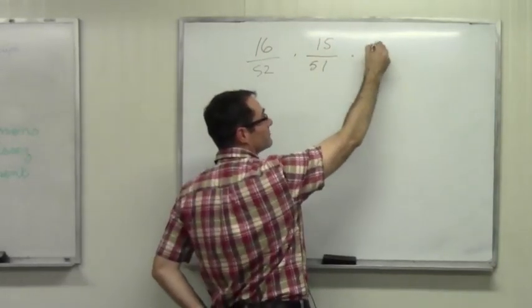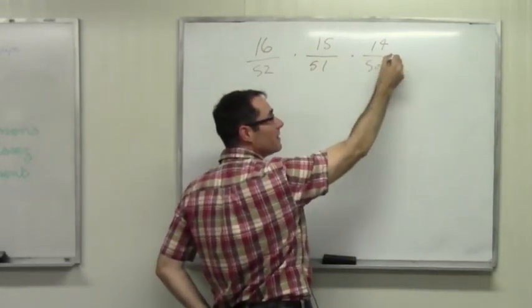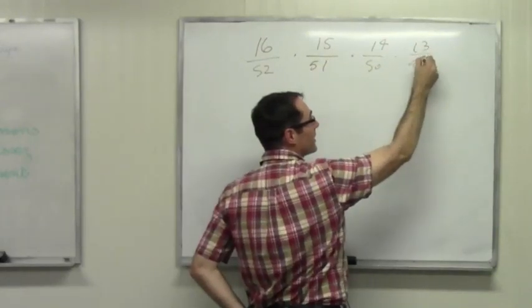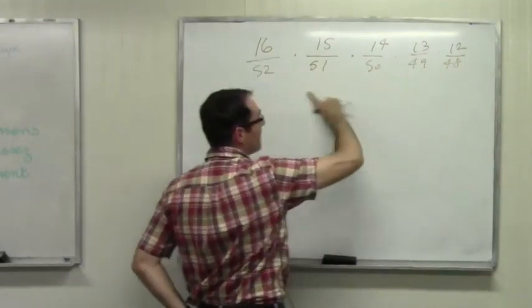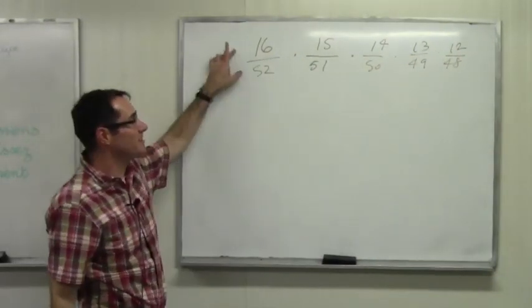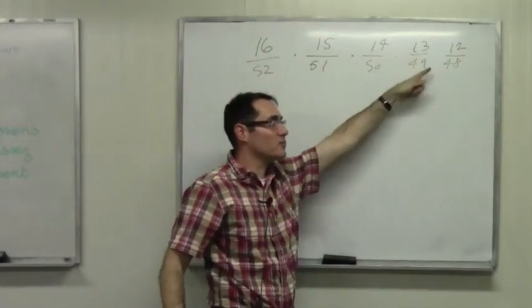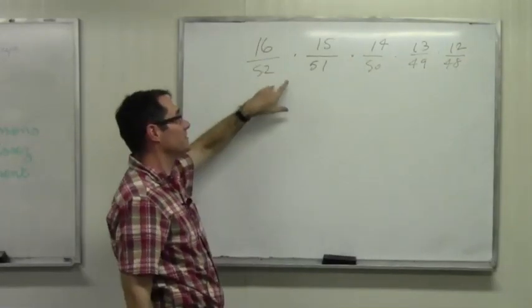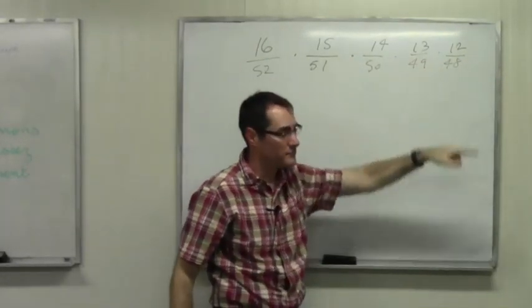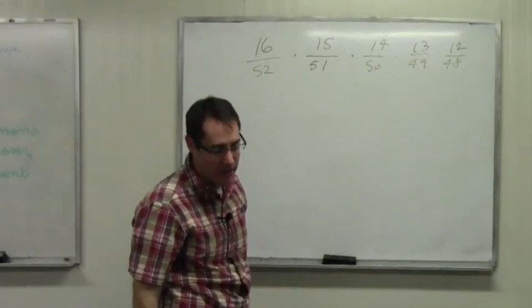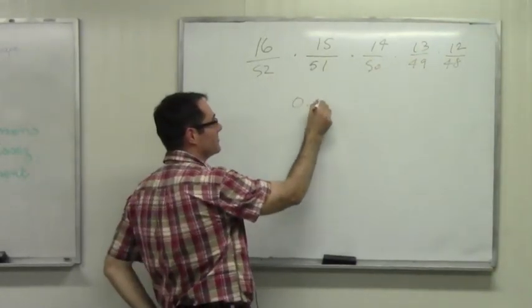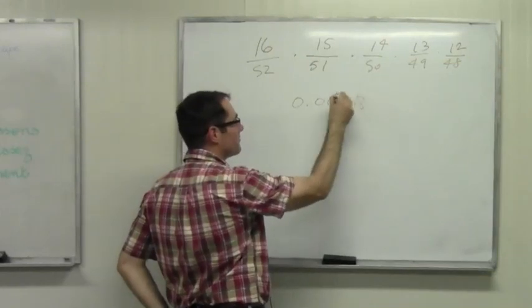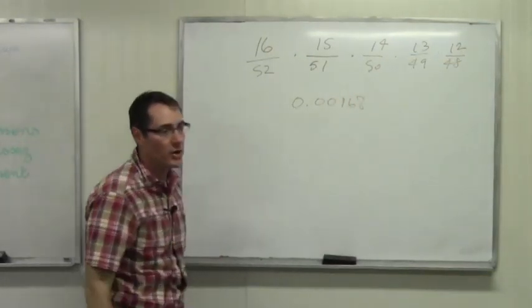And then there's 14 out of 50. And then 13 out of 49. And then finally 12 out of 48. And we've got 5 cards. If you multiply 16 times 15 times 14 times 13 times 12, and you divide by 52 times 51 times 50 times 49 times 48, you actually are left with 0.00168. 0.00168 probability. Not very good chance.